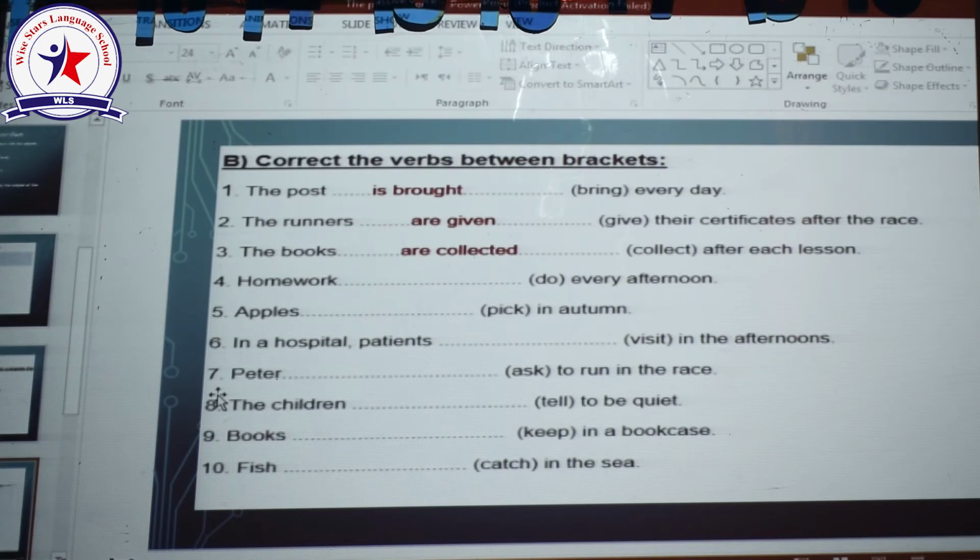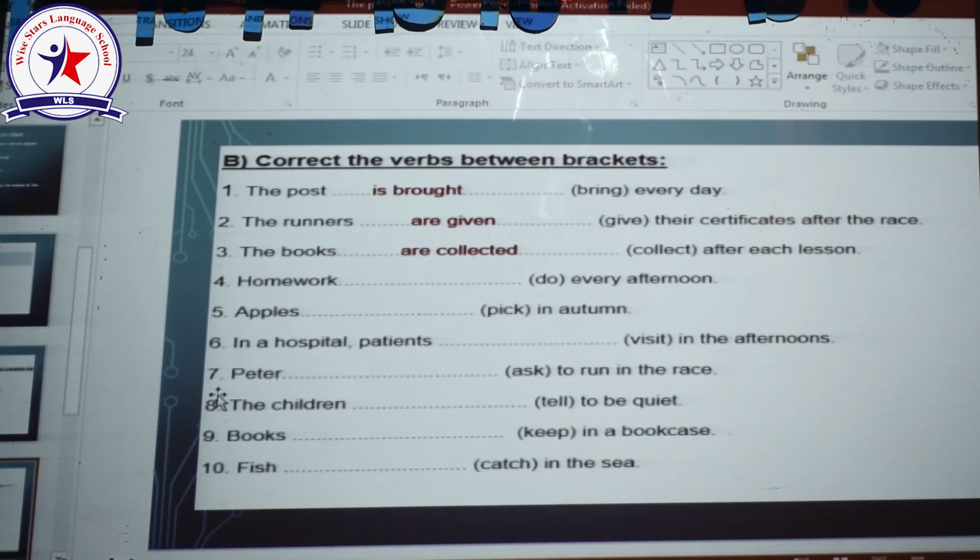Number 2, the runners give their certificates after the race. Give. So the runners, am, is, or are, the runners are. The past participle form of the verb give: gave, given. So the runners are given their certificates after the race. Number 3, the books collect after each lesson. The books are, because it's a plural, and the past participle form of the verb collect will be collected simply because it's a regular verb. I just add ed.